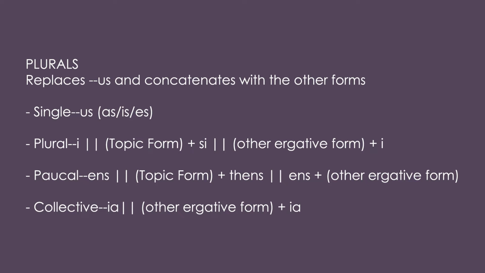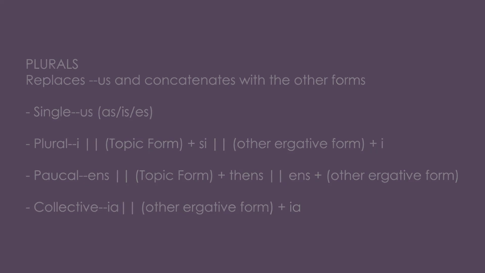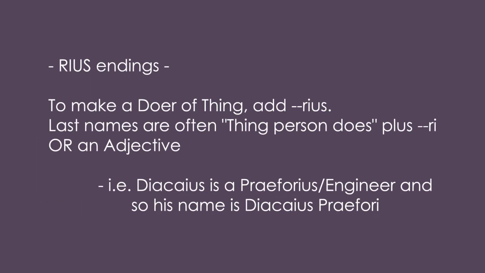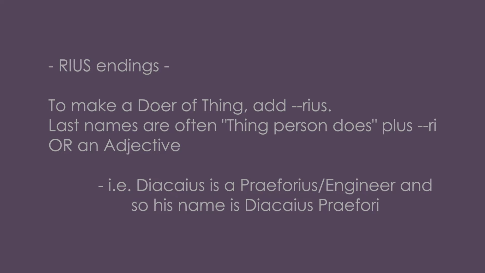And then lastly, the collective form: you drop the ending, which is typically us, and add ia instead. And ia comes after ergative forms in the case of anything other than the subject. To indicate that someone is a doer of things, you add ries to the end of it. And many last names end in ri because it's a topic. So for instance, Diacaeus Praephori means that Diacaeus is a Praephorius, which is an engineer.